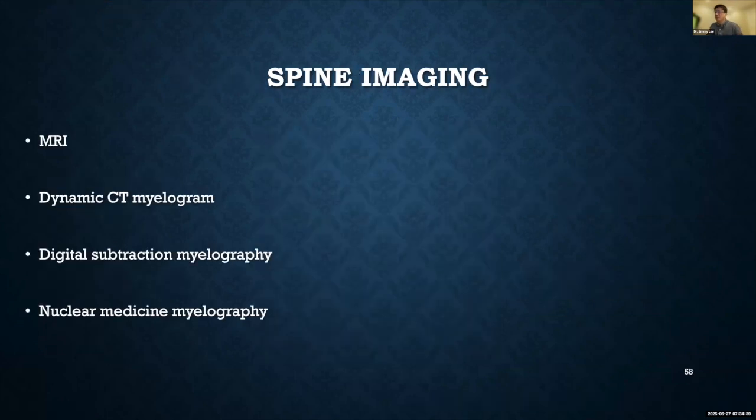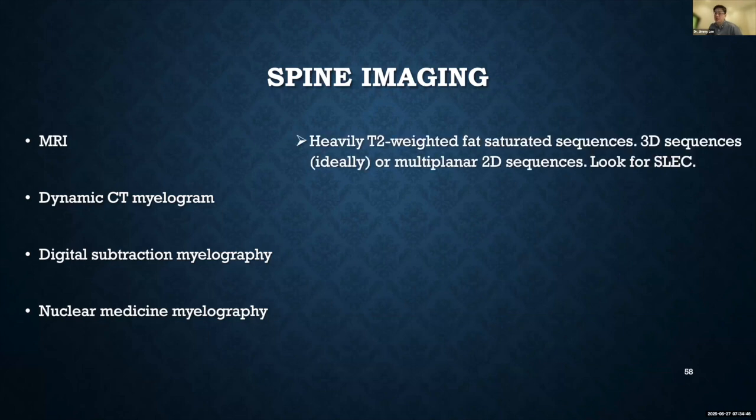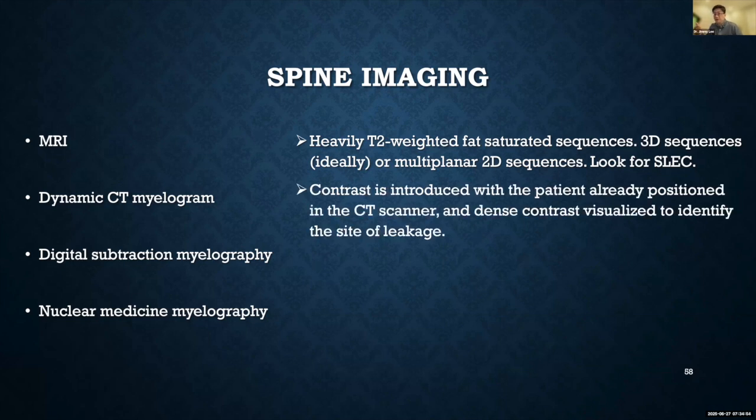Now, in terms of spine imaging, what type of modality, right? MRI is definitely the imaging of choice. Try to use a fat sat sequence, ideally 3D. 2D is fine too. Dynamic CT myelogram is done when the patient is on the CT and you inject them. So you position the patient first.